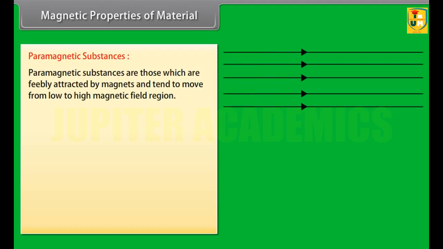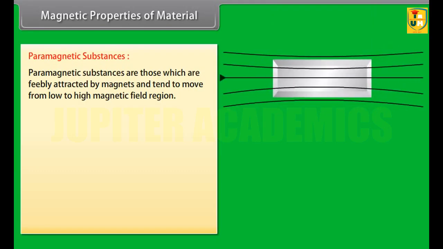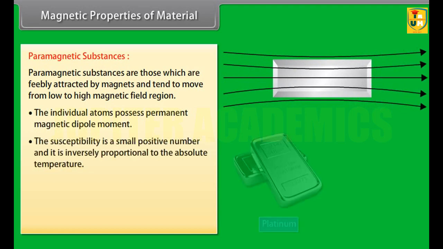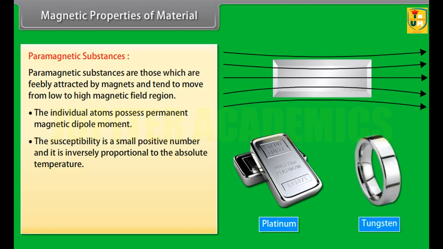Paramagnetic substances are those which are feebly attracted by magnets and tend to move from low to high magnetic field region. The individual atoms possess permanent magnetic dipole moment. The susceptibility is a small positive number and it is inversely proportional to the absolute temperature. Xi is equal to C upon T. The relative permeability is slightly greater than 1.